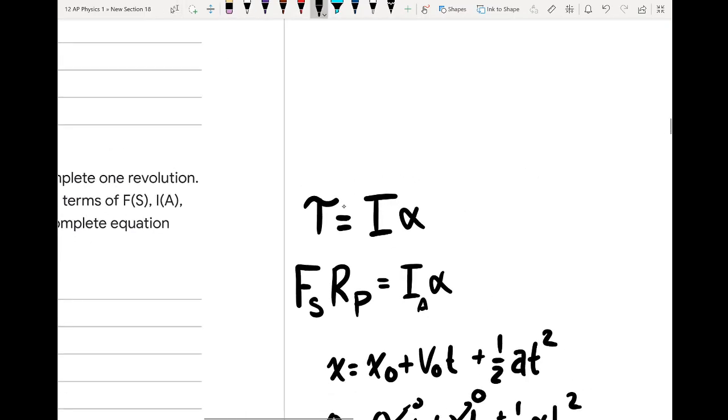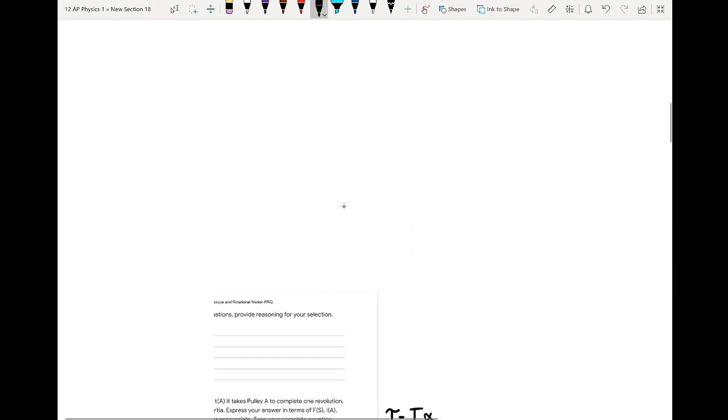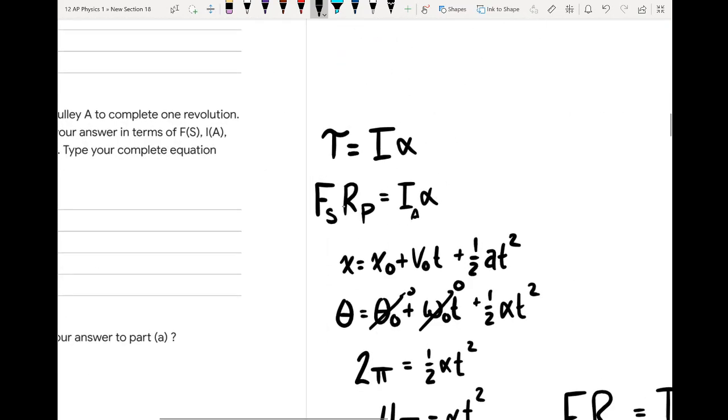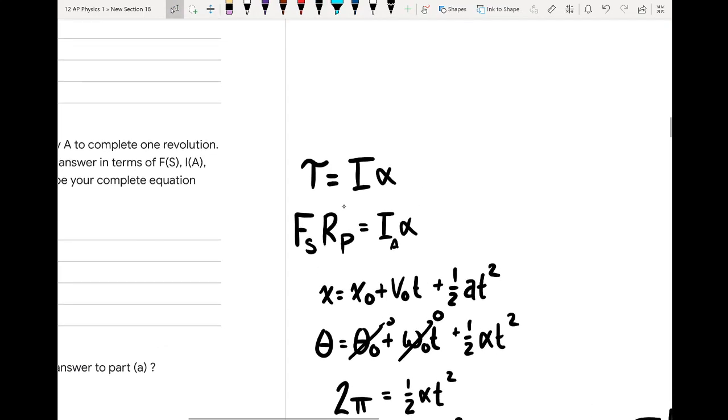And when it's being torqued, we say, well, torque is just the force times the distance that that force is acting from the center of rotation. So in this case, we have the force of the spring that is acting at our radius, R_P, away from this center of rotation. So our torque is equal to F_spring times R pulley, and we can set that equal to I times alpha using Newton's second law for rotation.